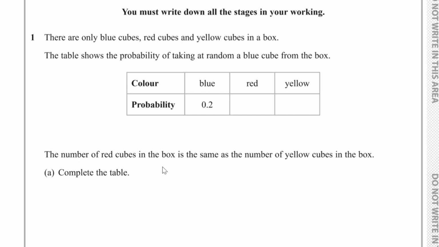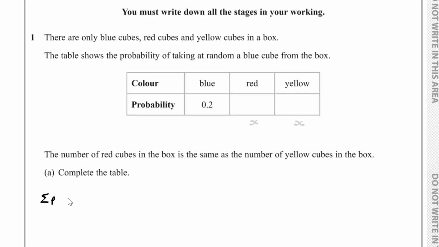Well, if the number of red cubes is the same as the number of yellow cubes, then the probability of selecting a red is the same as selecting a yellow. Let's call that probability x. So we have x over here and x over here. Now we know that probability adds up to 1.